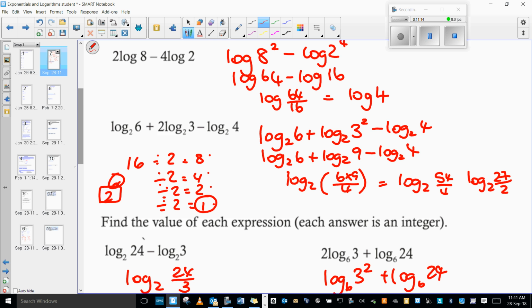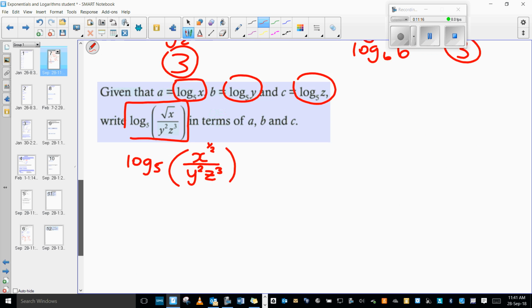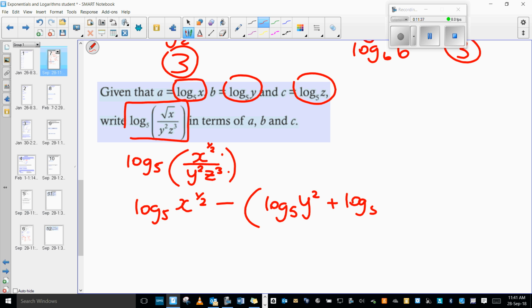So, if I've got this divided by this, is it a minus? Don't worry about the A, B, and C yet. Log 5x minus log y, and then you have to make it make sense. Okay, are we happy with that?